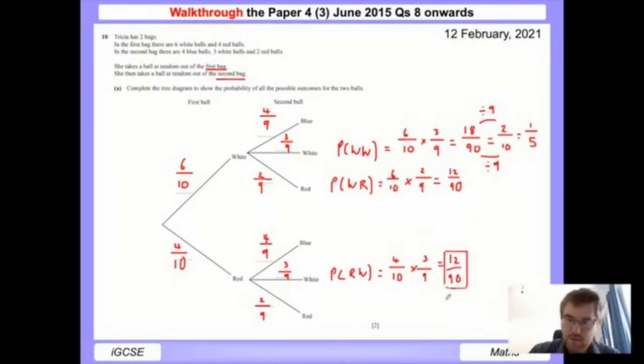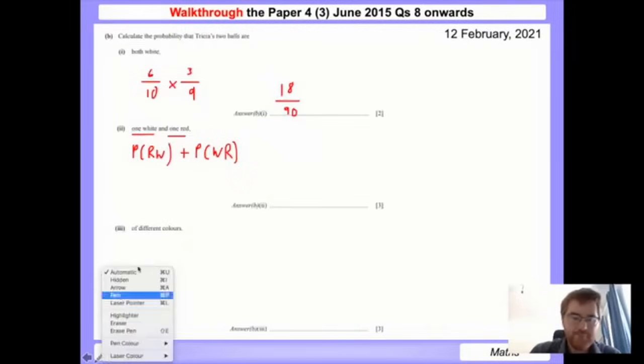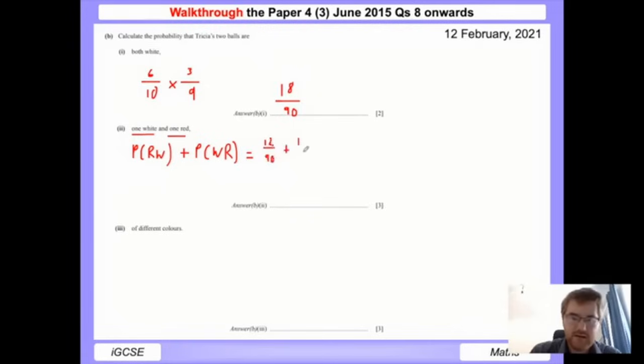And so we want to use these two answers here. I mean, I would usually write this working on the other page, but I'm working between two slides. So our answer is 12 over 90 plus 12 over 90 is equal to 24 over 90.